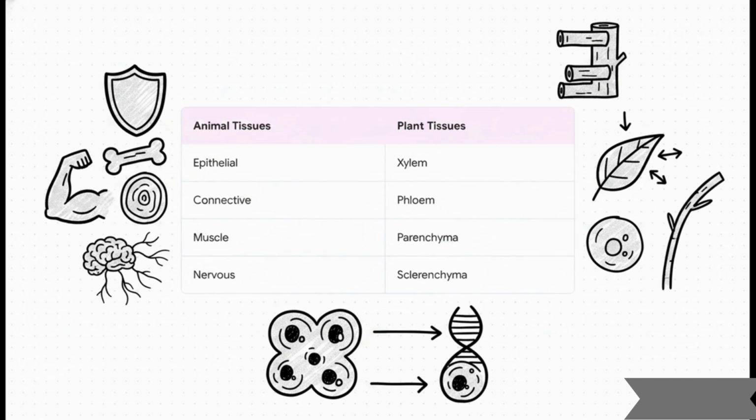Contrast that with plant tissues. The xylem is like the heavy-duty plumbing system, moving water up from the roots while keeping the plant structurally upright. The phloem, on the other hand, is the distribution network, moving food produced in the leaves everywhere else. And finally, ground tissues like parenchyma, collenchyma, and sclerenchyma handle storage and offer flexible support. It's just a perfect example of cells collaborating to build complex, multicellular life.